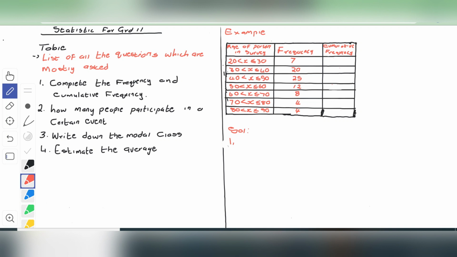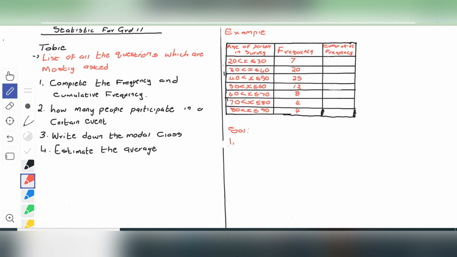So the questions, as you can see, the first one is complete the frequency and the cumulative frequency. The second one is how many people participate in a certain event. Write down the modal class, estimate the average, right? So with the example there, whereby we're given the age of person in survey, the frequency and the cumulative frequency, we are going to answer all of those questions that I listed using this example.